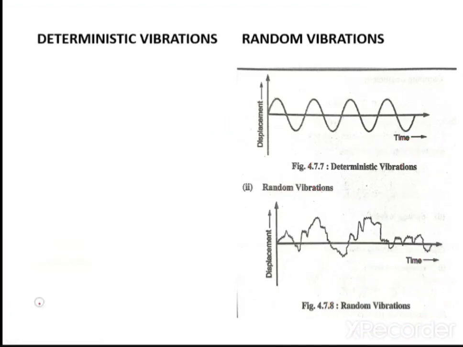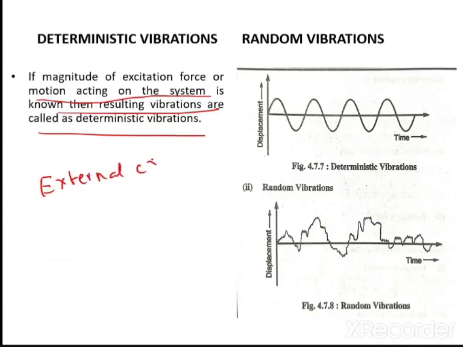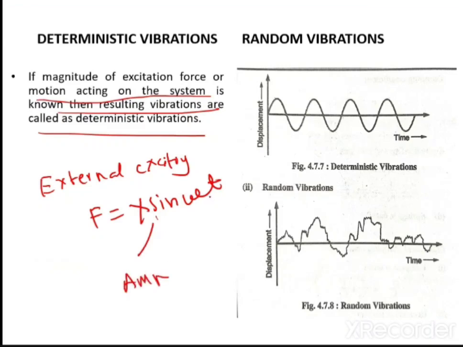Now basically, deterministic vibration means what? Something you can determine, something you know. If the magnitude of excitation force or motion acting on the system is known, then the resulting vibrations are called deterministic. Let us say the external exciting force F is equal to X sine omega t. What is X? X is nothing but the amplitude. Omega t is nothing but the angle theta, and it is a sine component. So this is called a harmonic excitation.